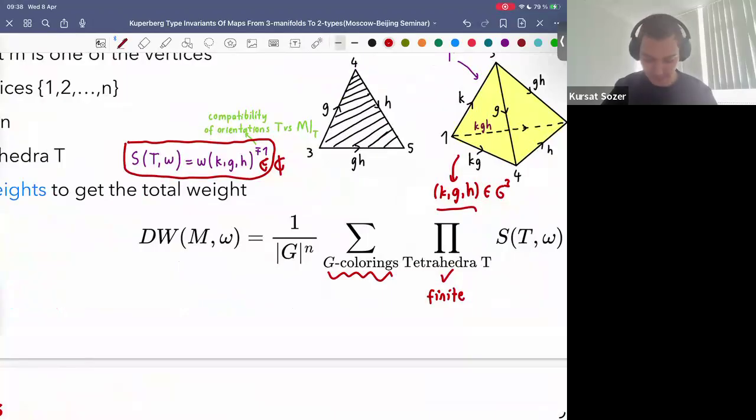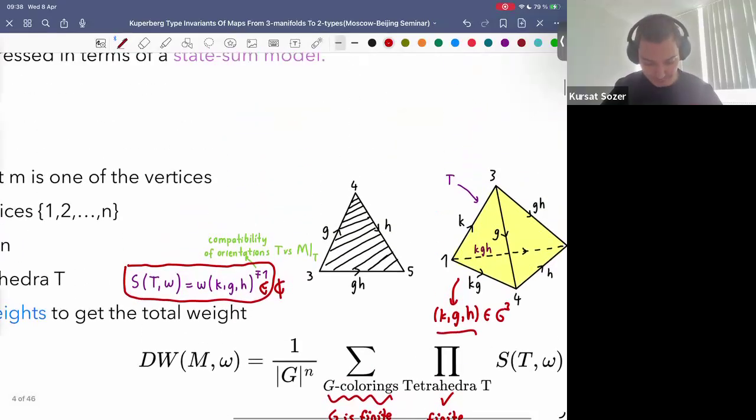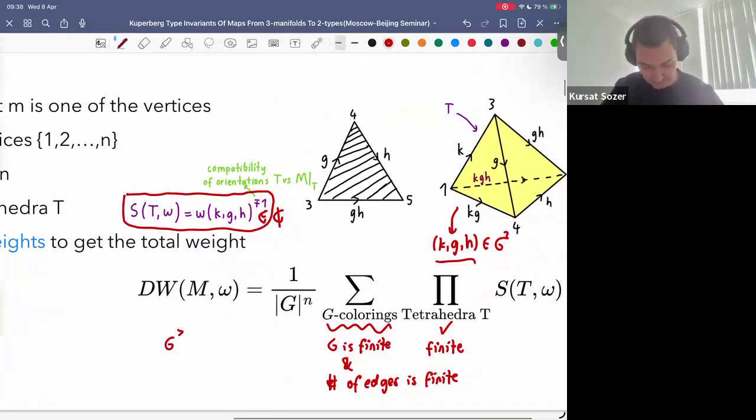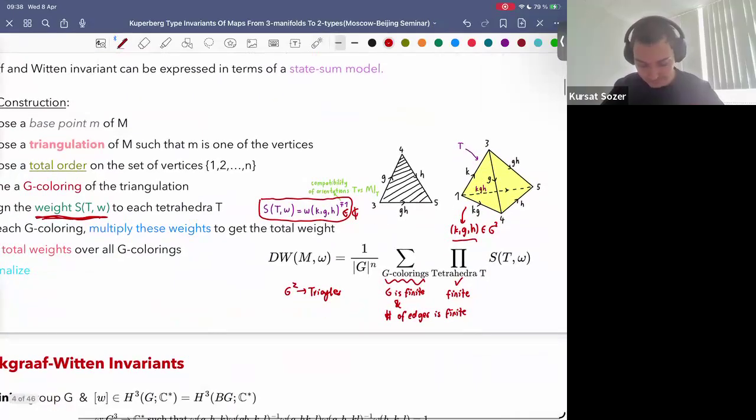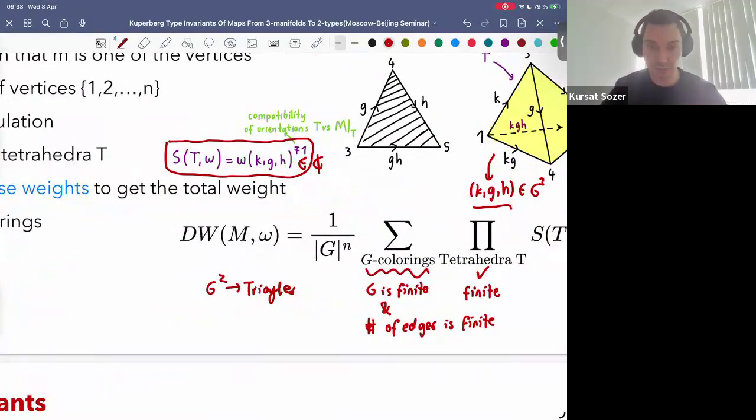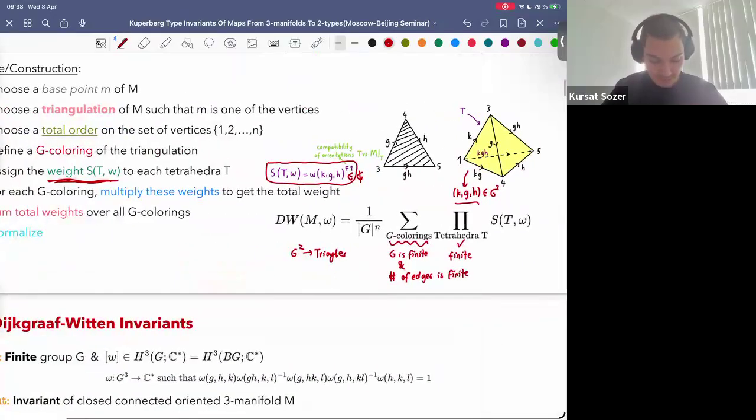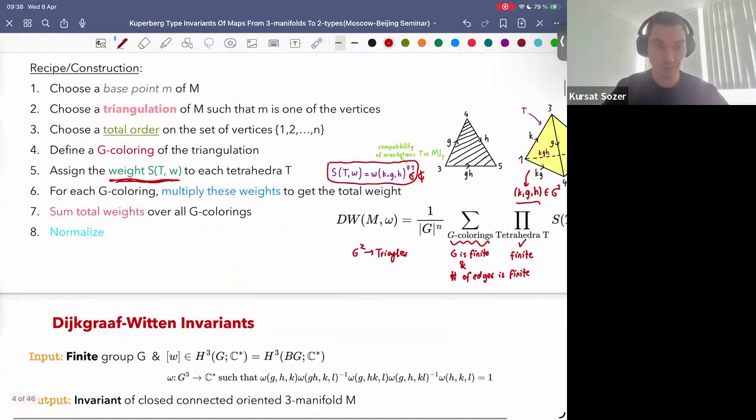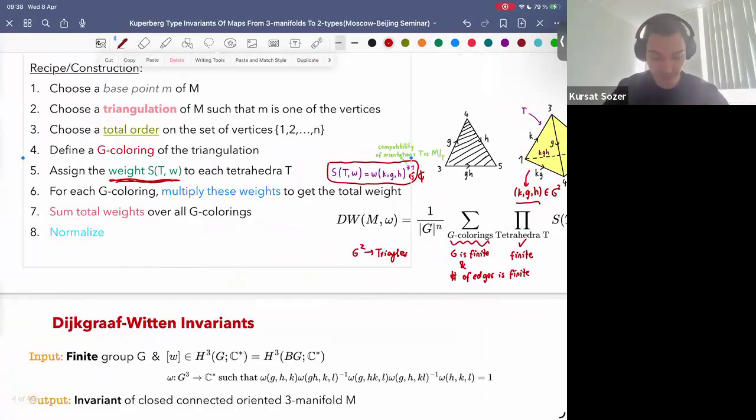You may ask, how do we know? Because G is finite, and the number of edges is finite. So the set of possible G colorings is definitely finite, because the set of maps from edges to G is finite. And we normalize by 1 over the order of G. So this is how we construct the Dijkgraaf-Witten invariant.